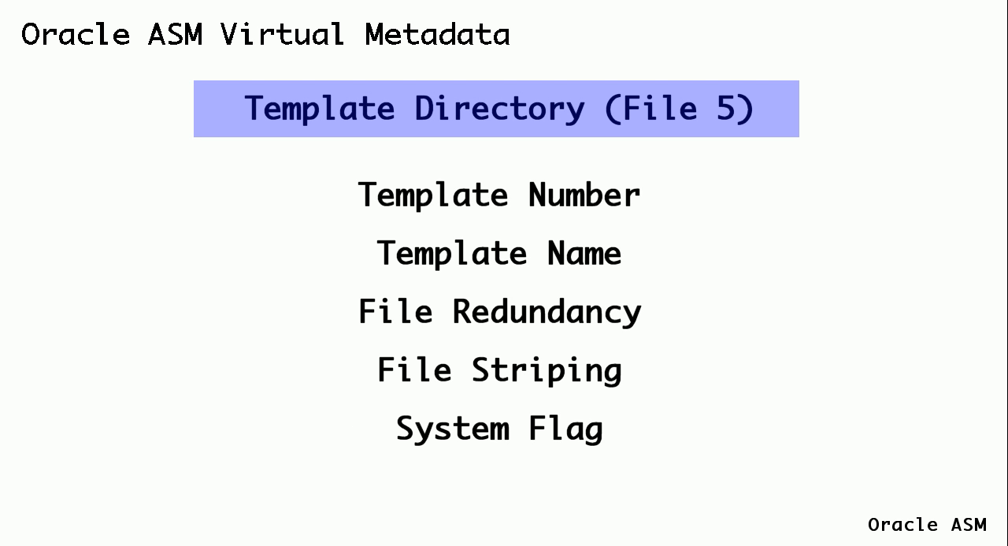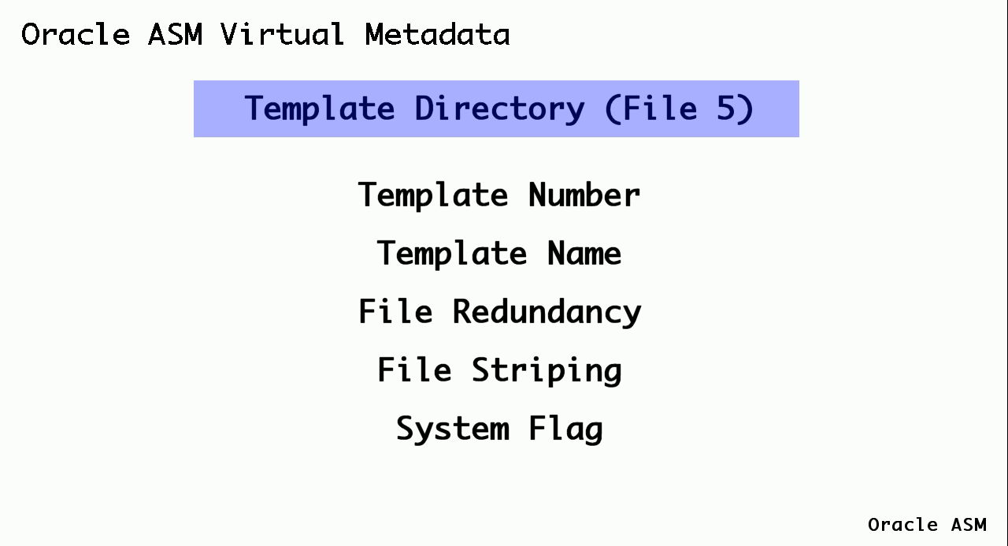Next, Oracle ASM Virtual Metadata structure is Template Directory. File number for Template Directory is 5 in every disk group. Template Directory contains information about all of the ASM file templates in a disk group. When a disk group is created, a few templates are created by the system, and they are called default system templates. Later, users can create user-defined templates.